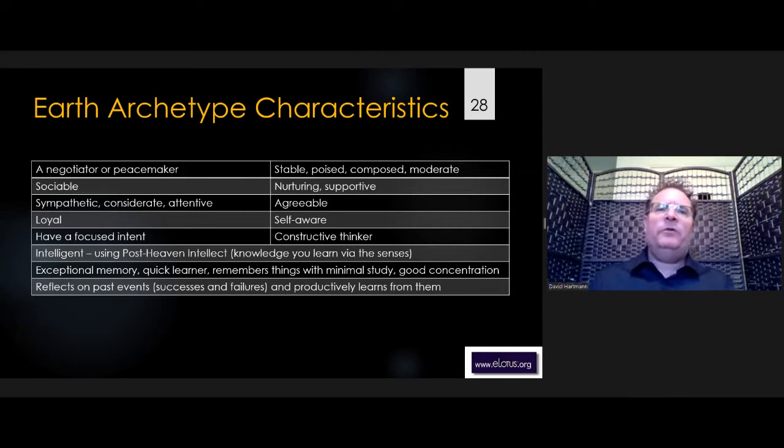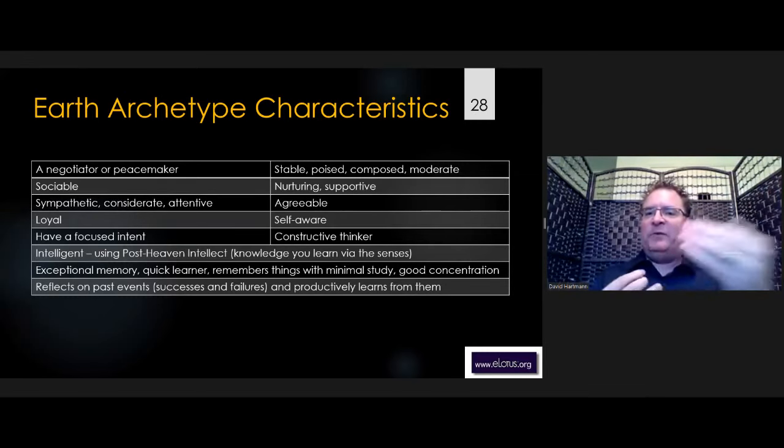So the characteristics of an Earth archetype, so much good stuff here. They're a negotiator or peacemaker. They're sociable. They're sympathetic, considerate, attentive. They're very good at that. They're not like in your face attentive. They're not overwhelming. They don't get up in your personal space. They actually know the appropriate distance to sit or stand from you based on what archetype you are.